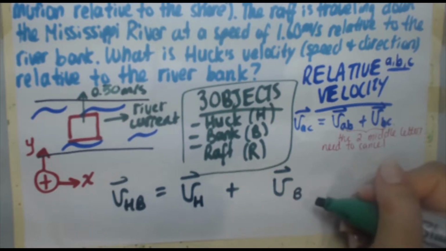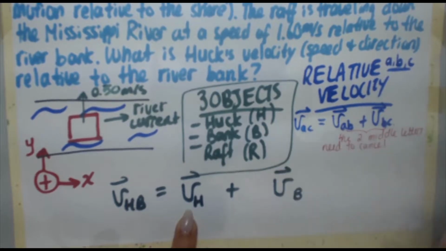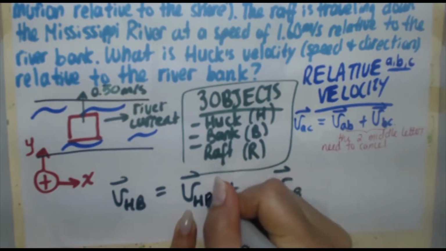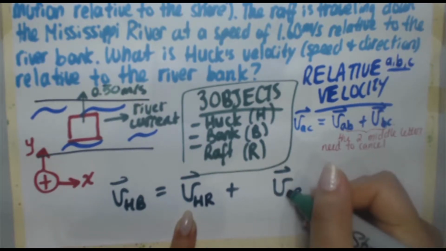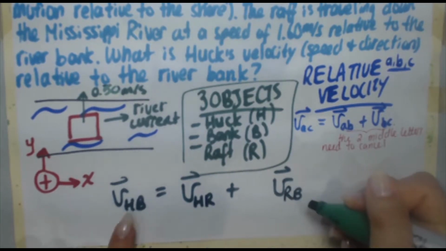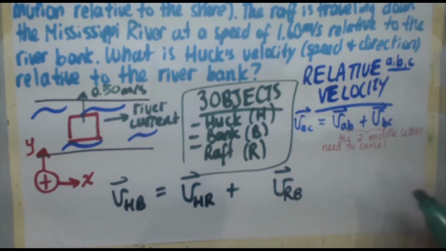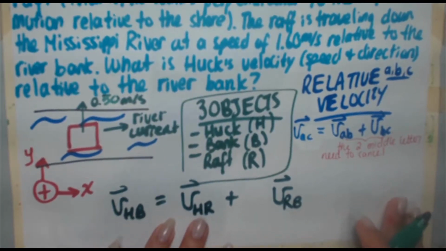Now what is missing from here? We have our H, we have our B. What we're missing is R. So R is going to go here as the second letter in the first term and as the first letter in the second term. So VHB equals VHR plus VRB. This is how you construct these kinds of problems. So now we've got our equations, and let's make sure what these values are relative to the question.